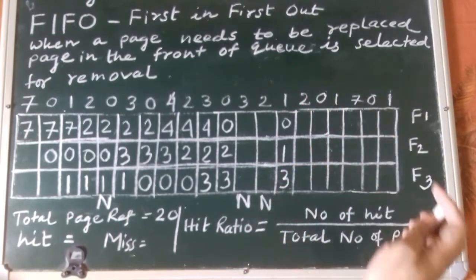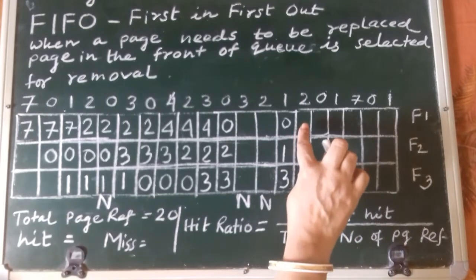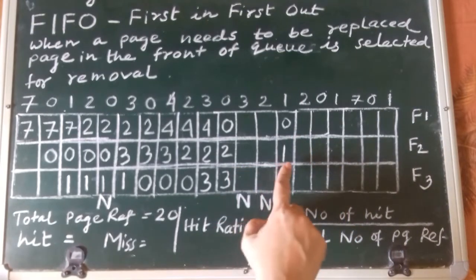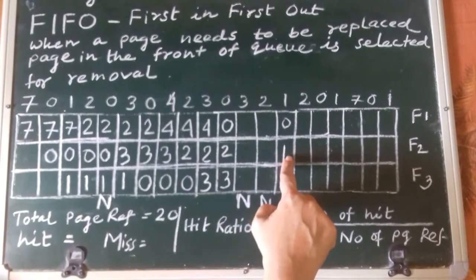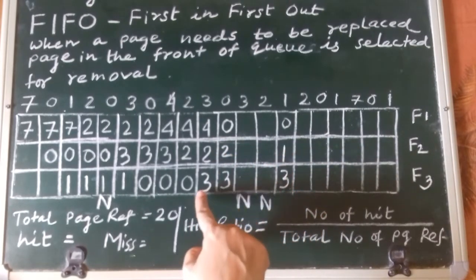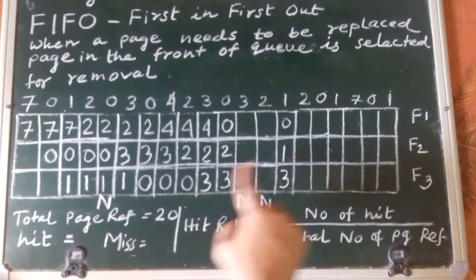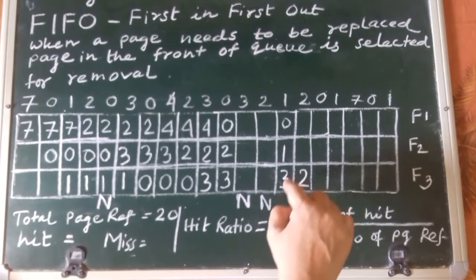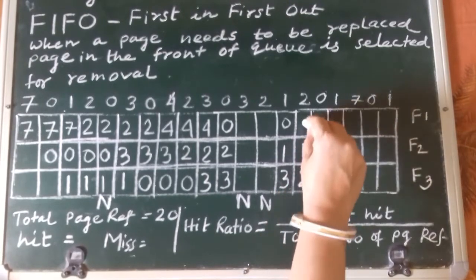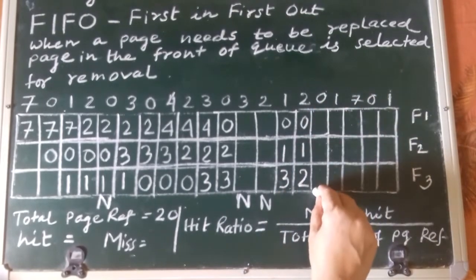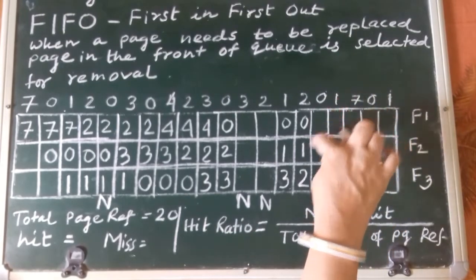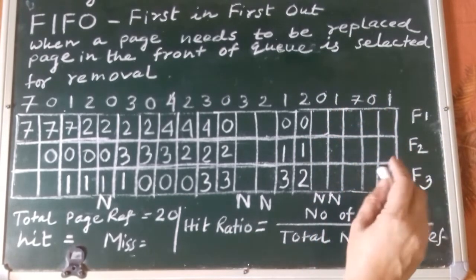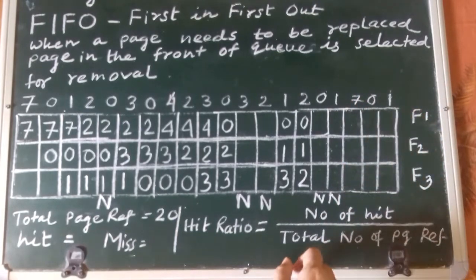Now next reference is for 2. So 2 will replace which one? See here, 0 just entered, 1 also entered, but 3 entered a long time before. So we'll replace 3 by 2. 1 and 0 will remain the same. Again the same situation, no page fault. Here 1 is already existing, so no page fault.